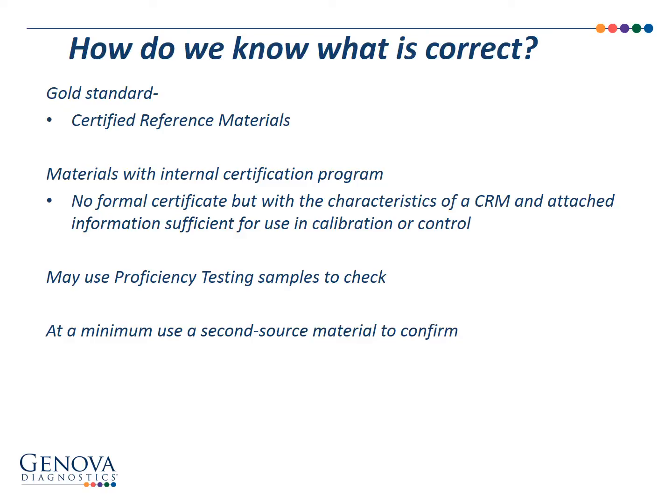We have used proficiency testing samples to check that we're in the right ballpark, but at a very minimum, we have to use a second source material to confirm. So if our calibrators are from Sigma, then we need to get something from some other company, Fluka or Cayman Chemicals or something else. If there are two different manufacturers of the same chemical and we run them against each other as unknowns and we get the same value, then we have pretty good confidence that we've got the right value.